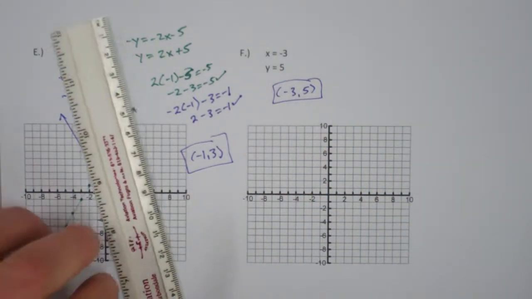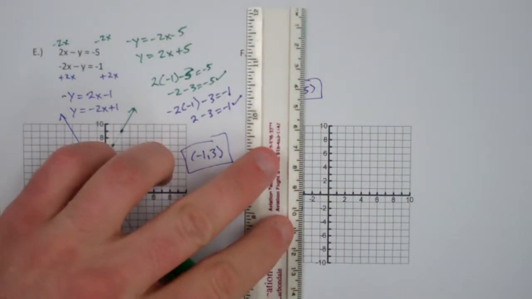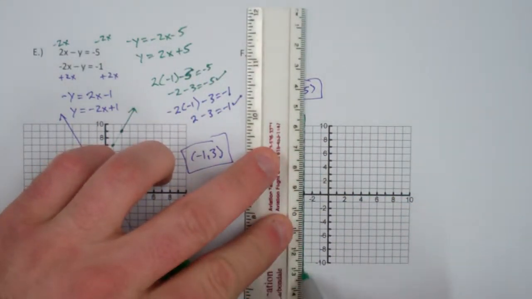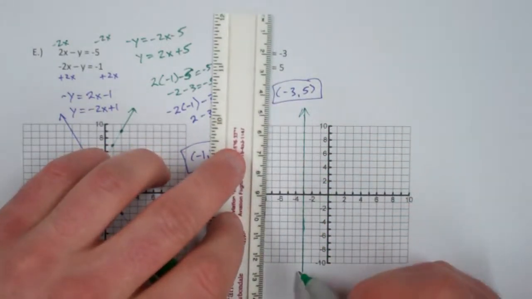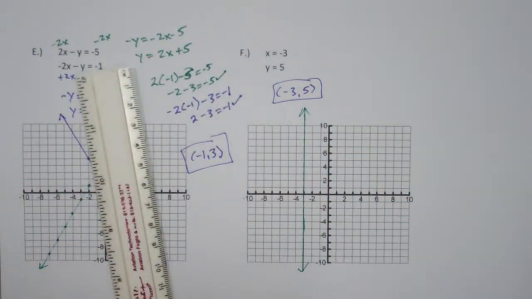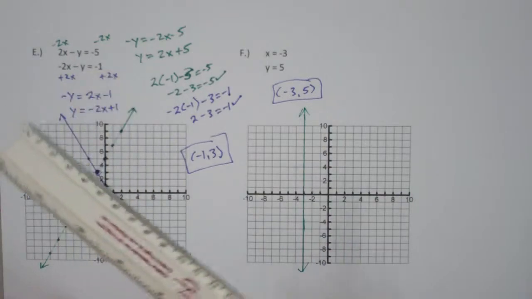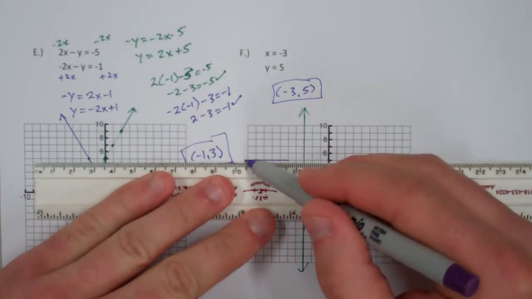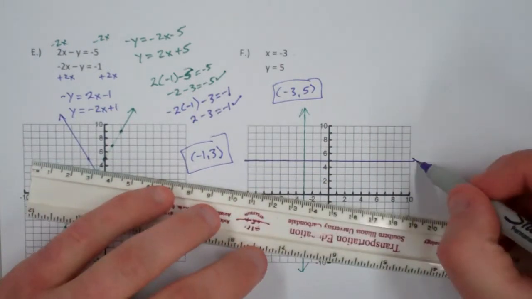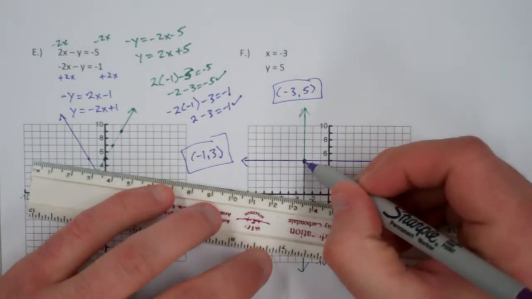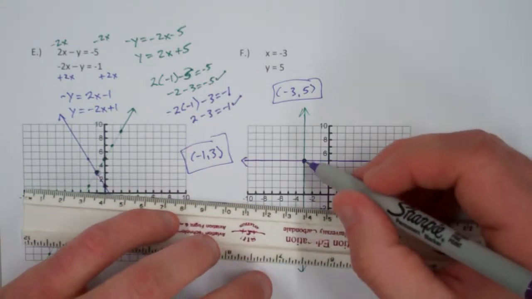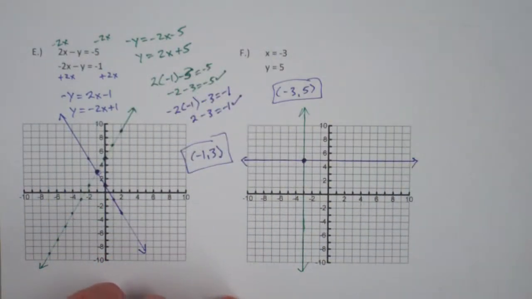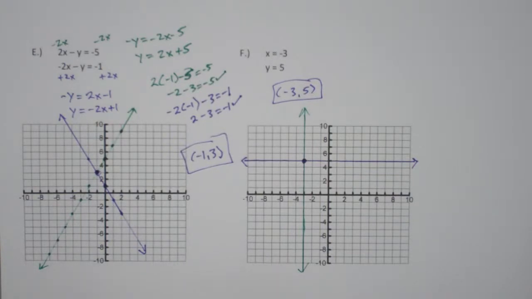So x is equal to negative 3, we'll do that in the first one. That's just a vertical line passing through an x value of negative 3. And then y is equal to a number is a horizontal line passing through a y value of 5. And you can see here that our intersection point is what we thought it was originally, negative 3, 5. And so even if we have vertical or horizontal lines, the intersection is still the solution.